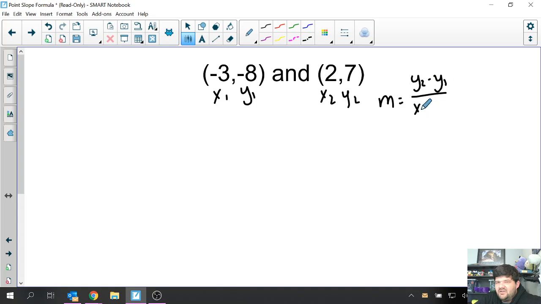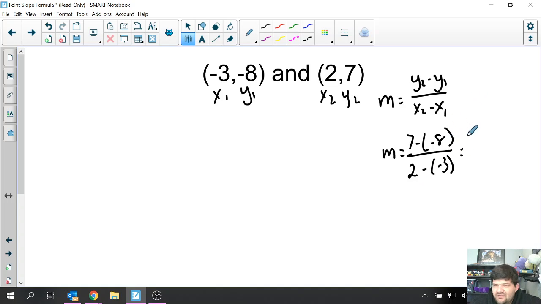So again, slope formula. The more you write it, the faster you'll memorize it. y2 minus y1, you're going to have 7 minus -8 all over x2 minus x1, which is 2 minus -3. Please notice I'm using these parentheses again to let you really see that minus a negative turns into a positive. Now our first real nice slope of the day, 3. 7 plus 8 is 15, 2 plus 3 is 5. 15 divided by 5 is 3.